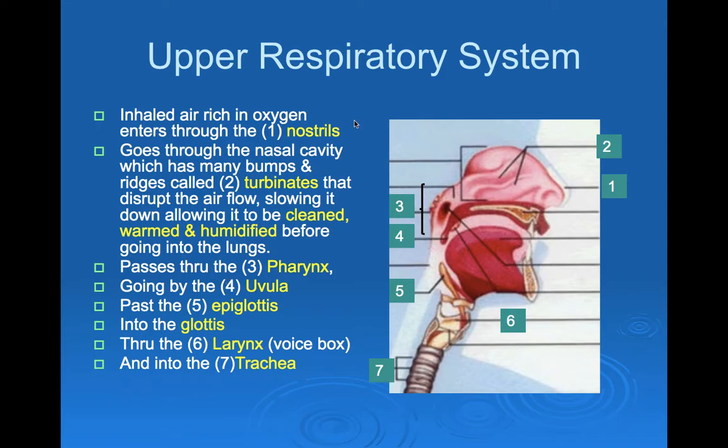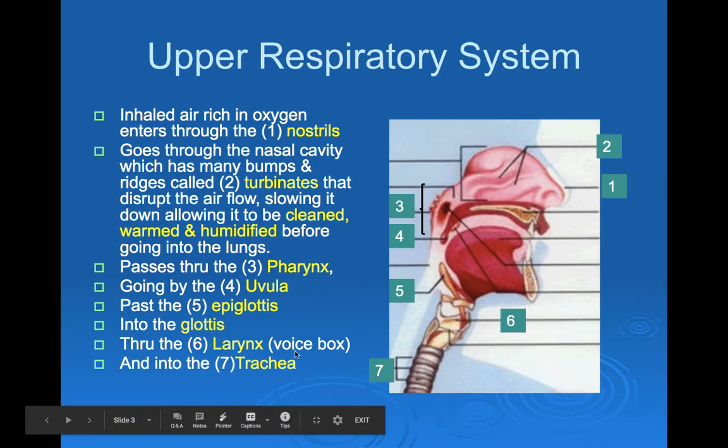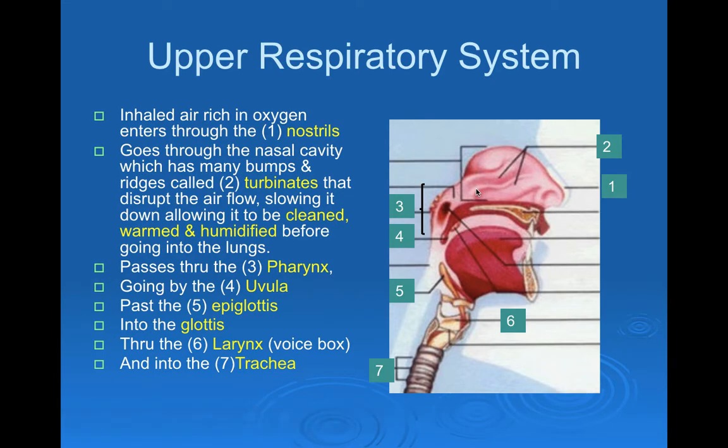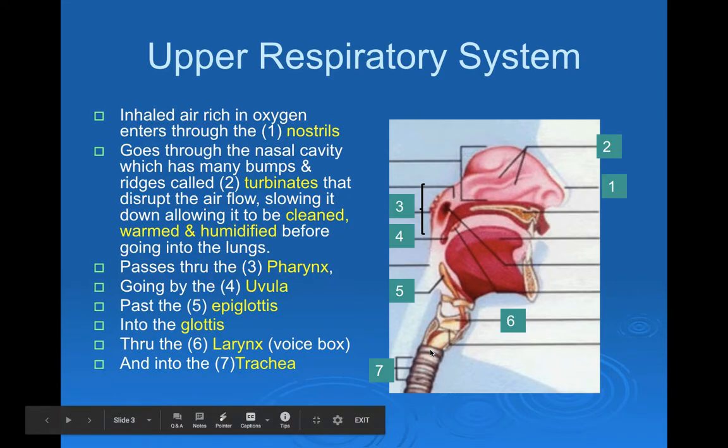This is the upper respiratory system here, so I'm going to just go through this real quick. I'm going to trace the passageway of air real quick here, and then I'll go through this part. So one, the air is going to travel through your nostrils, into your nasal cavity, and it's going to go all the way down like so.